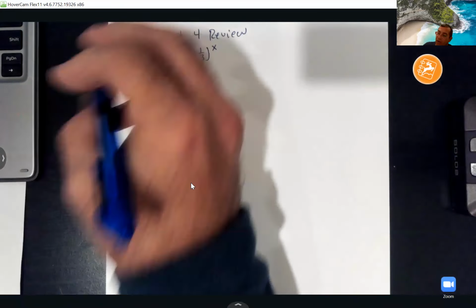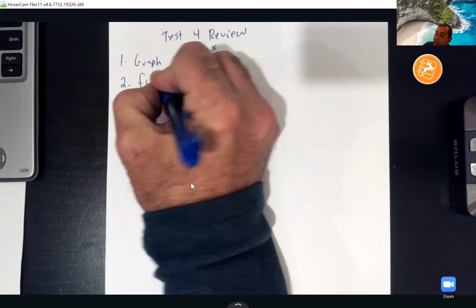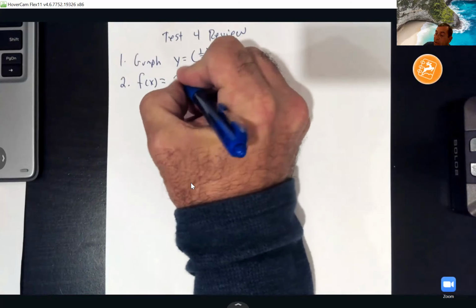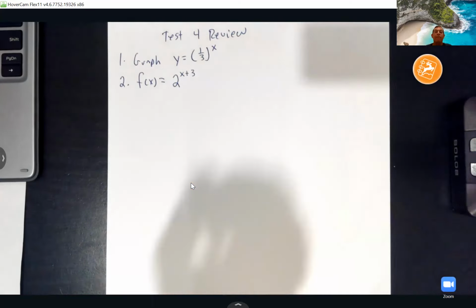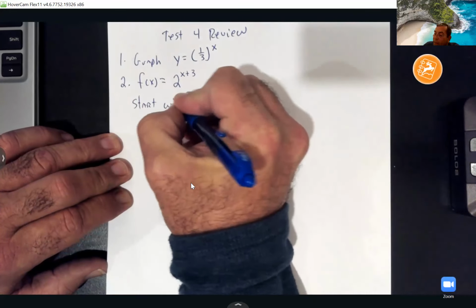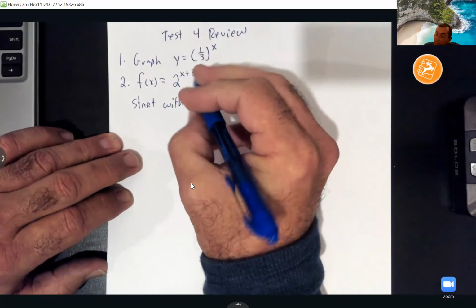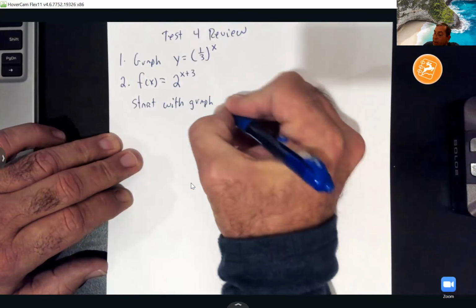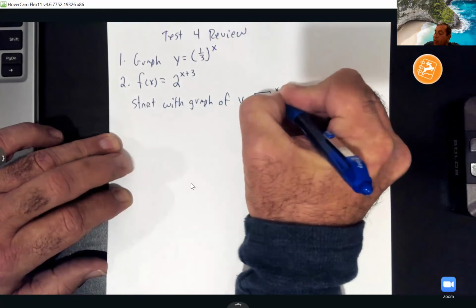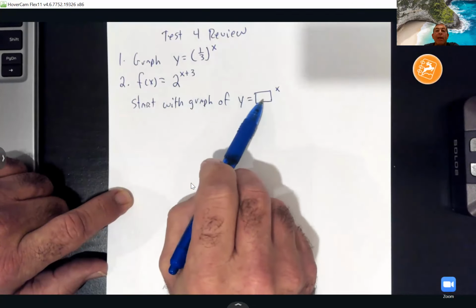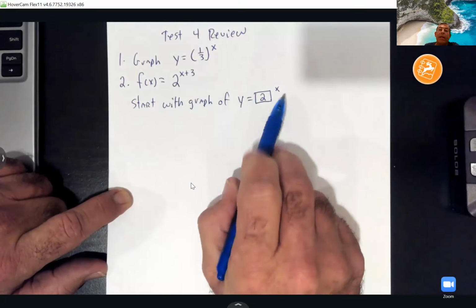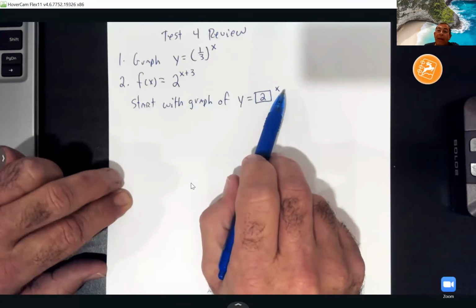So number 2 was another graphing one, but this one was the translations. So they're giving us f of x equals 2 to the x plus 3. So in MathLab, it'll say start with the graph of y equals blank to the x. So that's wanting your base here. So my base is a 2. So I would put in my 2. Now don't put the x, because they already have that x there.